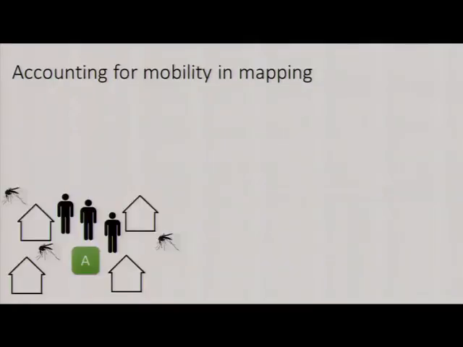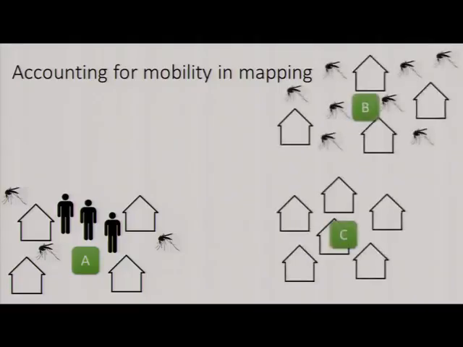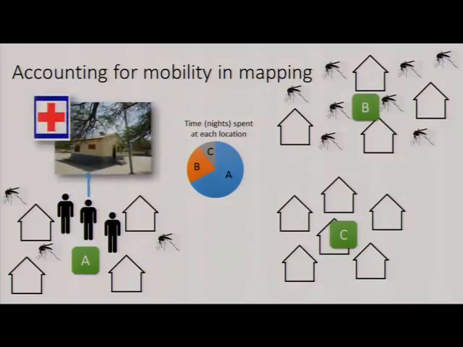So an example here: a population in settlement A, which has a moderate level of transmission. Giant mosquitoes are a bit scary, but we'll ignore that for now. And two other settlements, B with a much higher level of intrinsic transmission, and C, maybe an urban area with no ongoing transmission intrinsically. But that population in A may spend a proportion of their time in B and a proportion of their time in C, and then report when they are sick to the local health facility. So what we're seeing at that local health facility doesn't necessarily represent what's actually going on at location A.